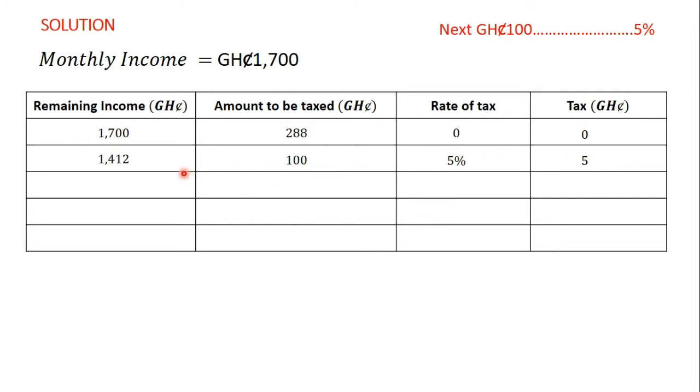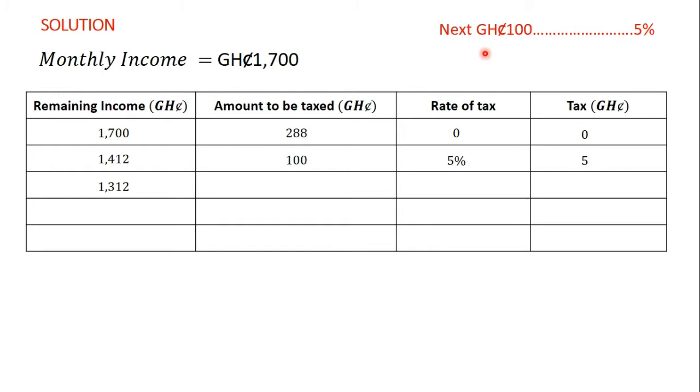Let's move on to the third group. But before we move on to the third group, we have to find the amount remaining for the third group. For the second group, the amount remaining was 1,412 Ghana cedis, and the amount to be taxed was 100 Ghana cedis. So the amount remaining for the third group is going to be 1,412 Ghana cedis minus 100 Ghana cedis, and that will give us 1,312 Ghana cedis. This is the remaining income for the third group.